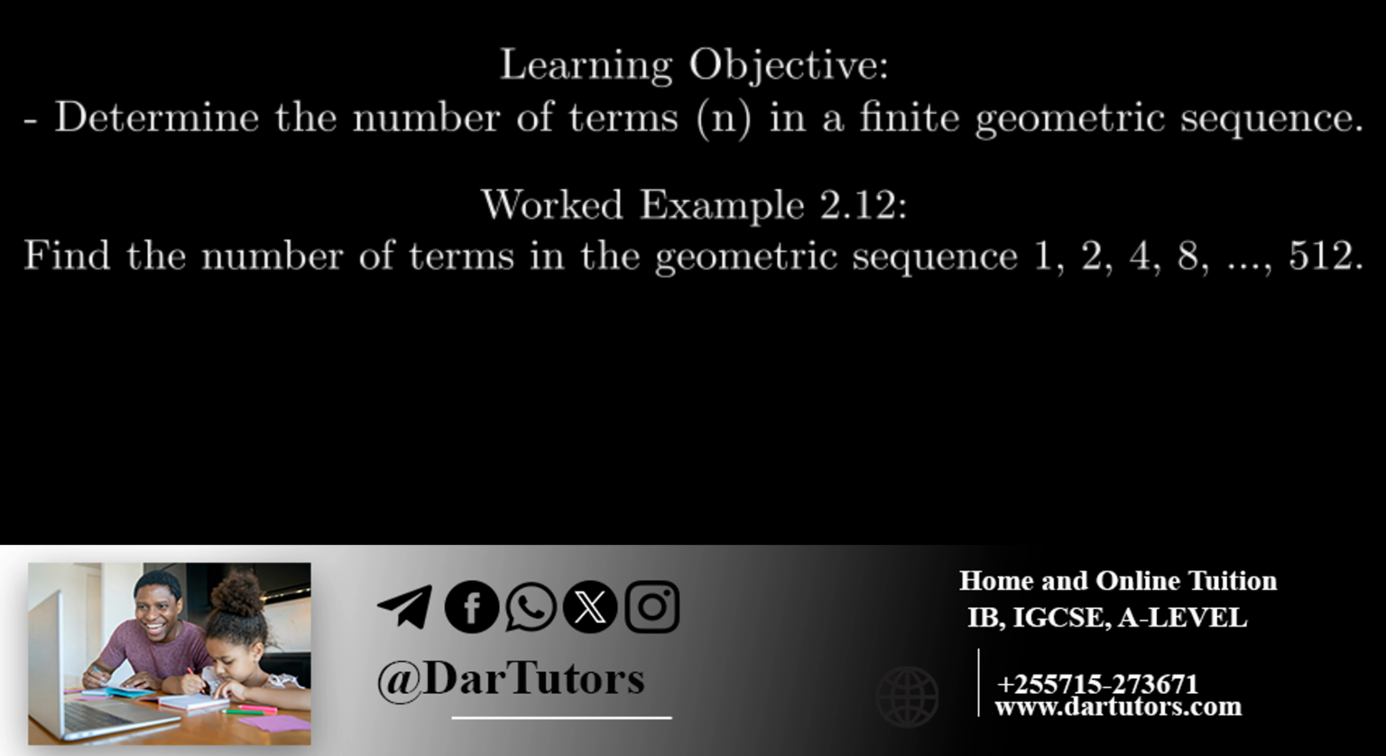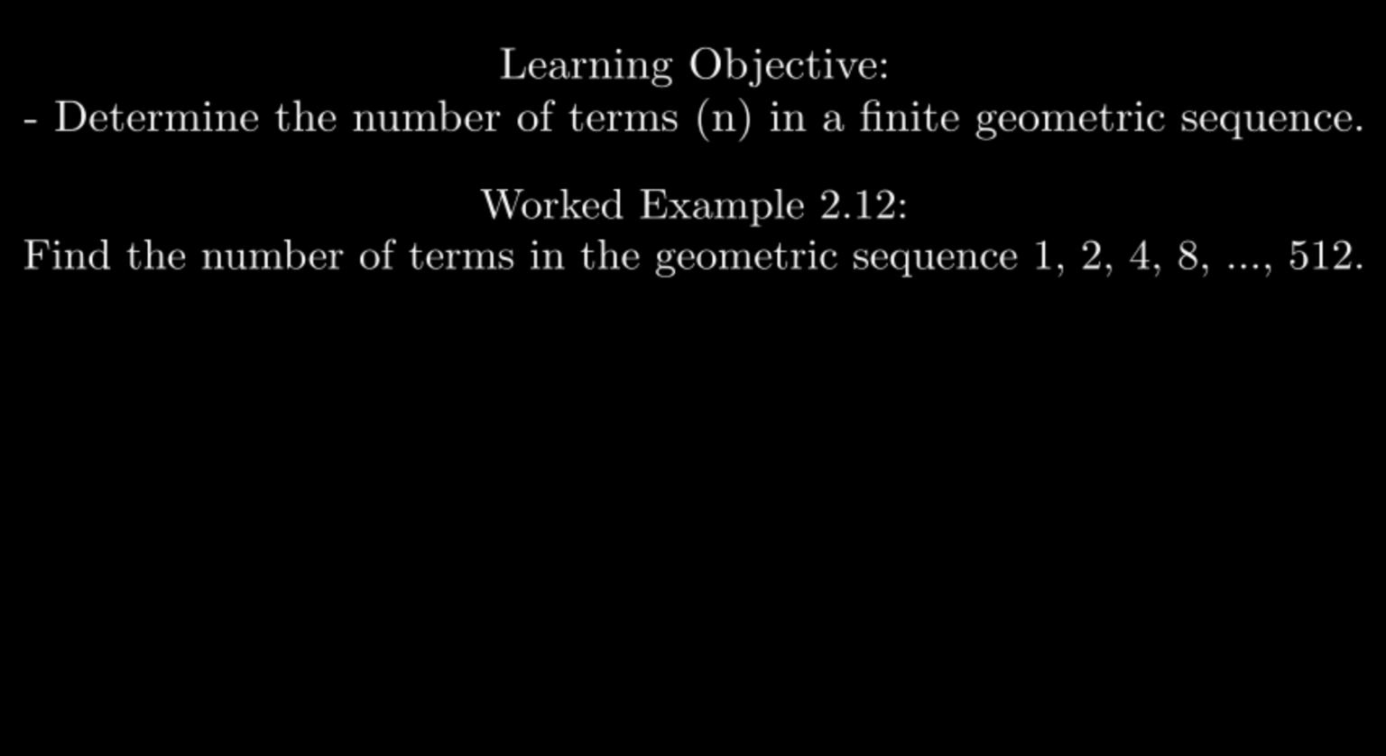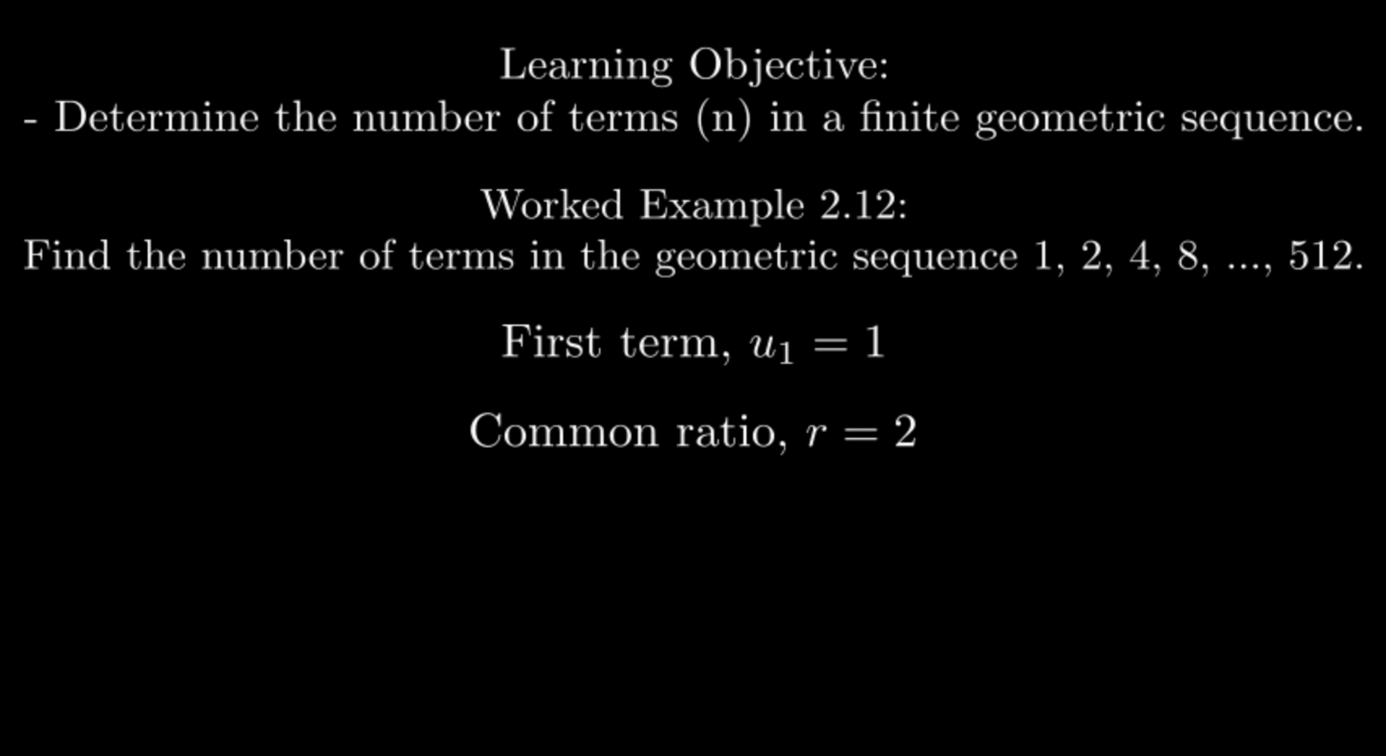Let's look at an example. We need to find the number of terms in the sequence that starts with 1, 2, 4, 8, and ends with 512. First, let's identify the key components of this sequence. We need the first term and the common ratio. Clearly, the first term, u sub 1, is 1. To get from one term to the next, we are multiplying by 2, so the common ratio r is 2. We also know the last term of the sequence. This is our nth term, u sub n. The last term, u sub n, is 512. Our goal is to find the n that corresponds to this term.